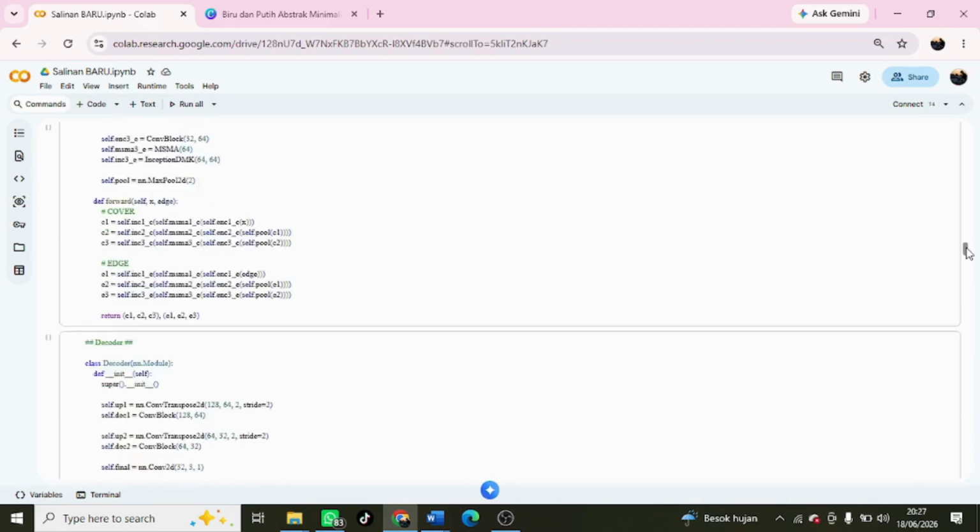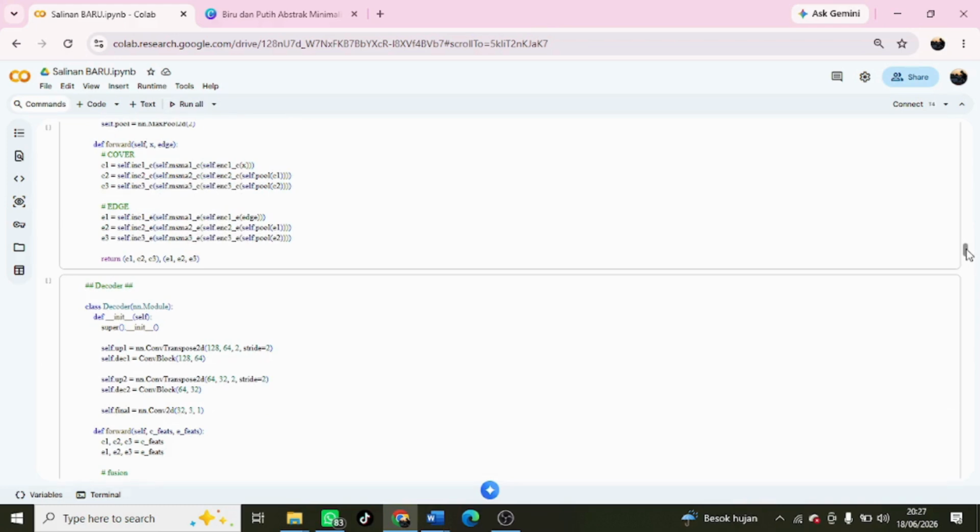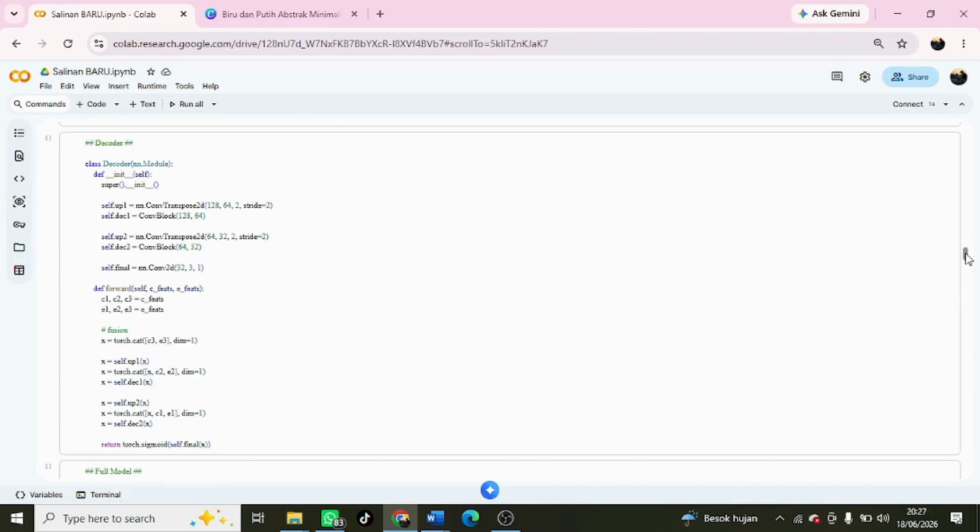After features are successfully extracted by both encoders, the process continues to the decoder. The decoder is responsible for combining features from the cover stream and edge stream to generate the stego image. At the beginning of the decoder, a fusion process is performed to combine the features from both streams, namely features C3 and E3. These two features are combined using a concatenation operation so that the model can utilize both global and edge information simultaneously.